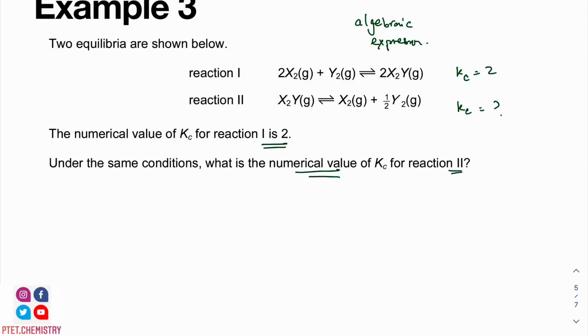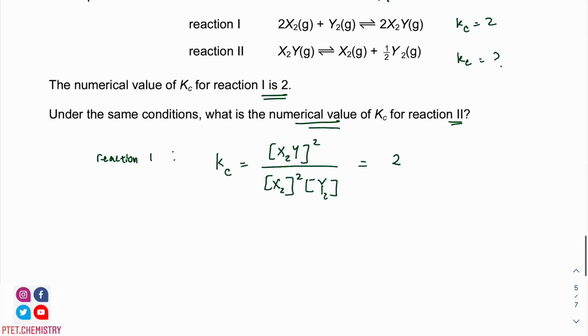All right, so I guess it's important for us really to just write down the expression of Kc for the first reaction, which is x2y, concentration in square bracket, to the power of 2, because that's the balance equation there, divided by the concentration of x2 squared, because there's a 2 in front of the x2, and the concentration of y2 to the power of 1, so that's equal to 2.